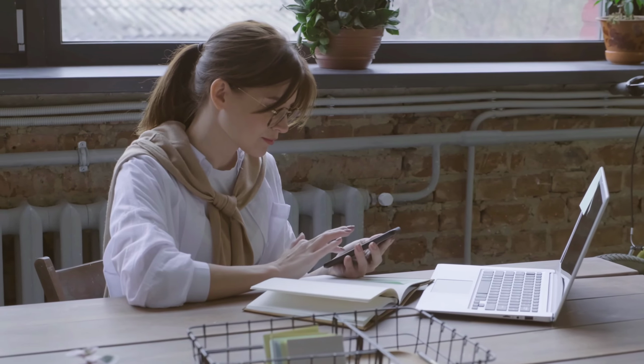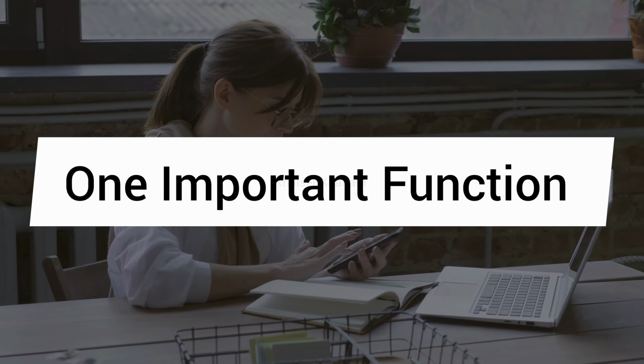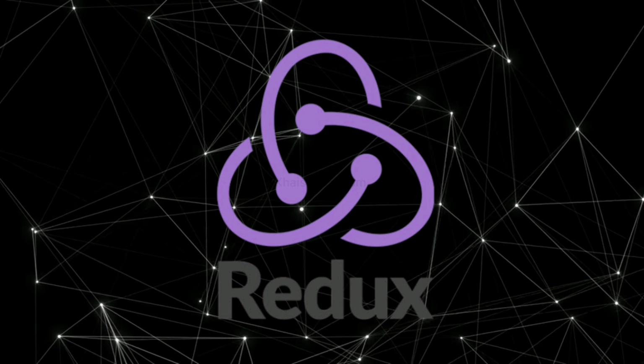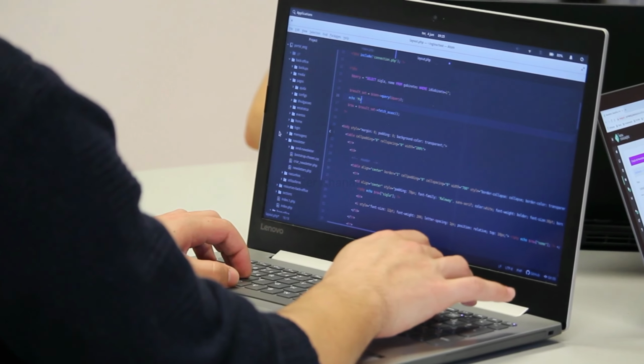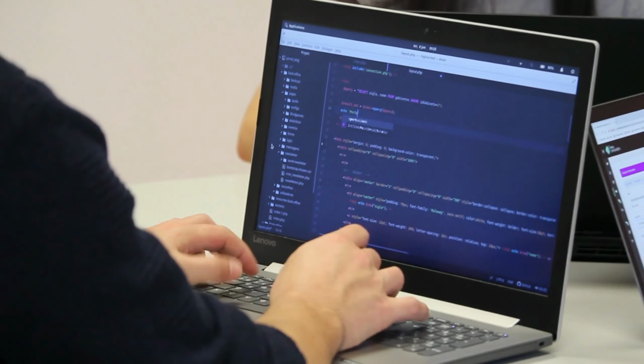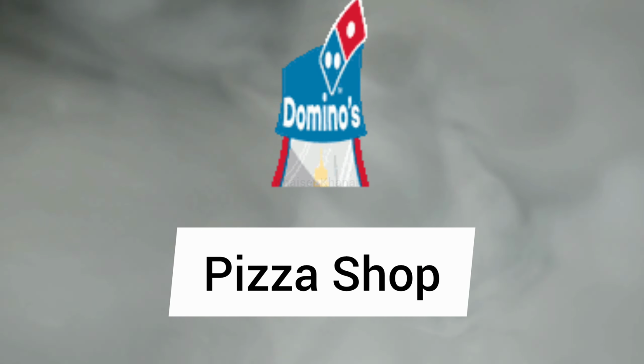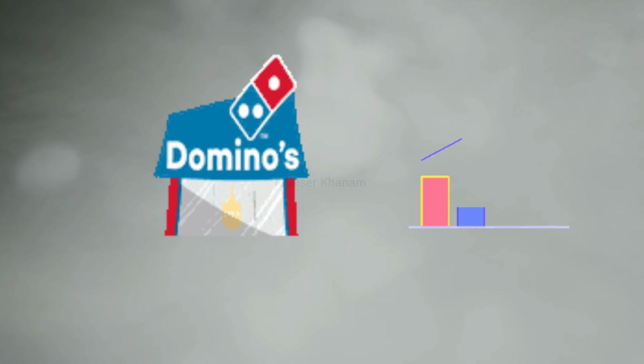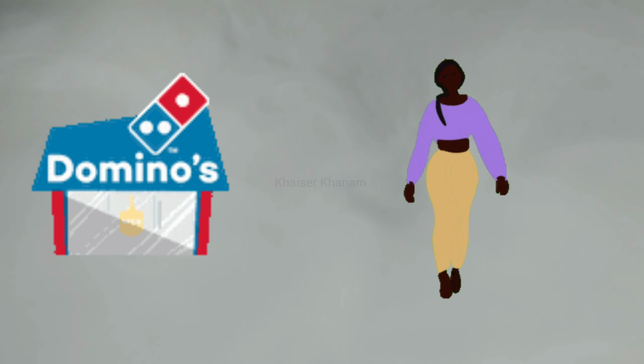We need to understand one important function, which is Redux. So for that, first we need to understand this simple analogy. Going back to our previous analogy, the pizza shop. Now here our pizza business is going well and we have lots of customers every day.